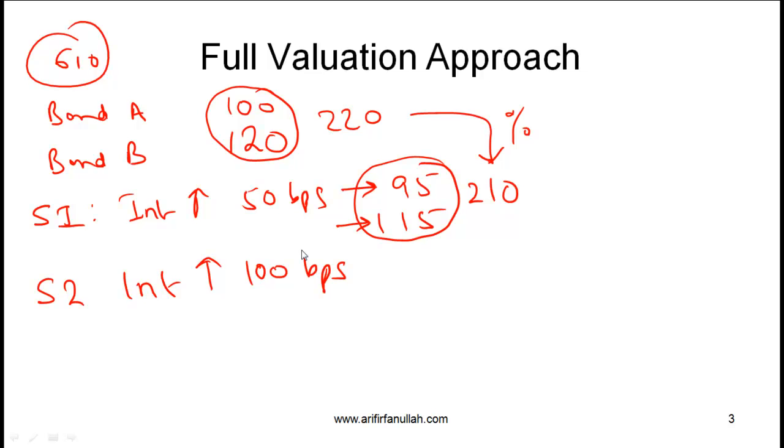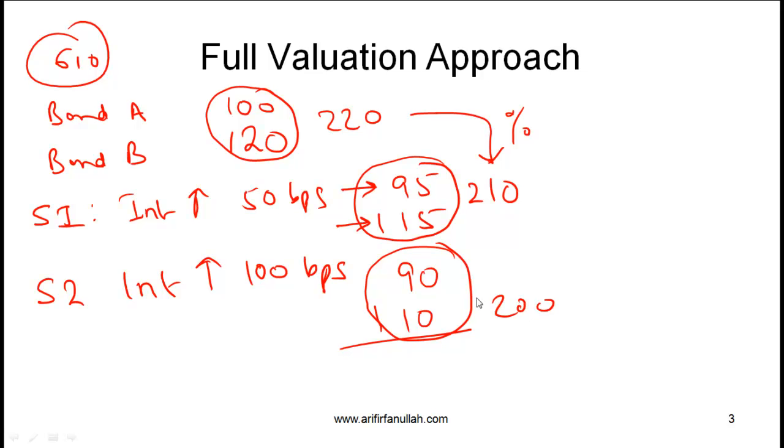Let's say when interest rates go up by 100 basis points, we have a new value for bond A and a new value for bond B, and I'm just making up numbers here. Let's say that bond A comes down to 90, and bond B comes down approximately to 110. So now this whole thing is down to 200.